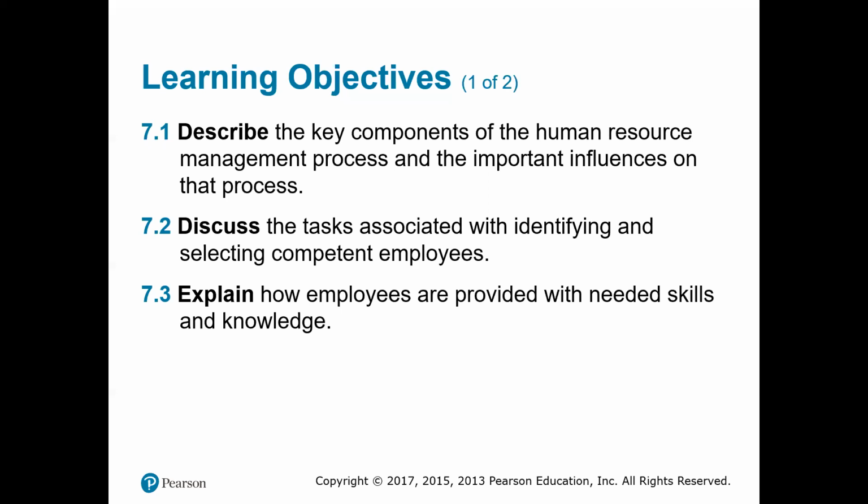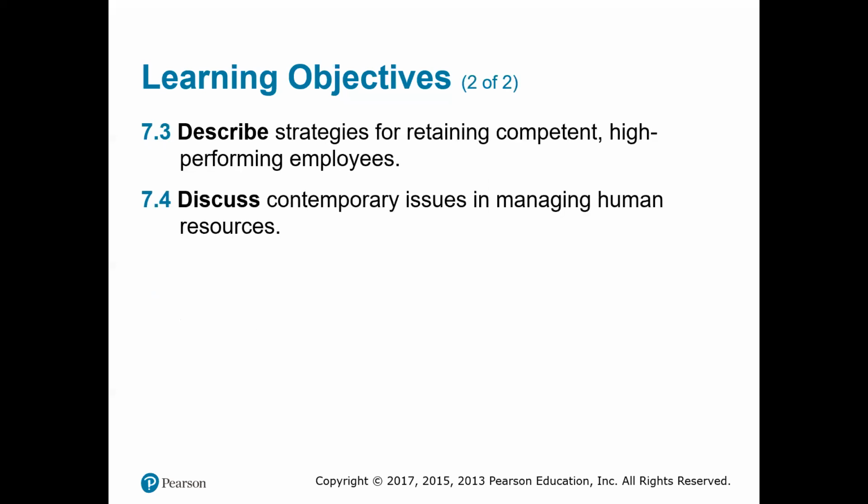So we'll discuss that under learning objective 3, 7.3, because the chapter is 7. The next learning objective in today's class is describe strategies for retaining competent, high performing employees. It's very difficult to find the right people, and then you've invested a lot of money and effort and time in training them and keeping them updated on skills and competences required on the job.